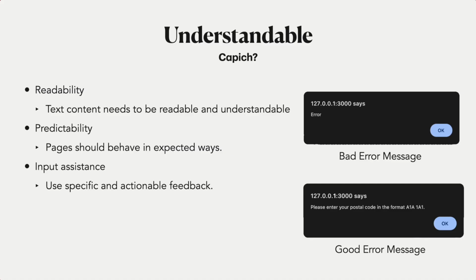The third area is input assistance. When a user fills out forms, errors should be described clearly and helpfully. Instead of a generic pop-up that just says "error," tell the user specifically what went wrong and how to fix it. So instead of just flagging a postal code field as saying "invalid," say something like, "Please enter your postal code in the format A1A1A1." The more specific and actionable the feedback, the better. And honestly, this is just good UX practice for everyone, not just for users with disabilities.